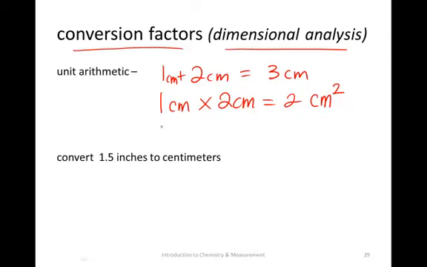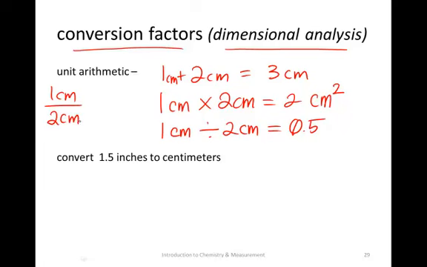Now what happens if we divide units? So 1 centimeter divided by 2 centimeters turns out to be 0.5, and that's it. The centimeters cancel. Okay, now it's a little bit easier to see if you were to rewrite that division problem as a fraction. So 1 centimeter over 2 centimeters, we can see that the centimeters cancel to give us 1/2, or 0.5.